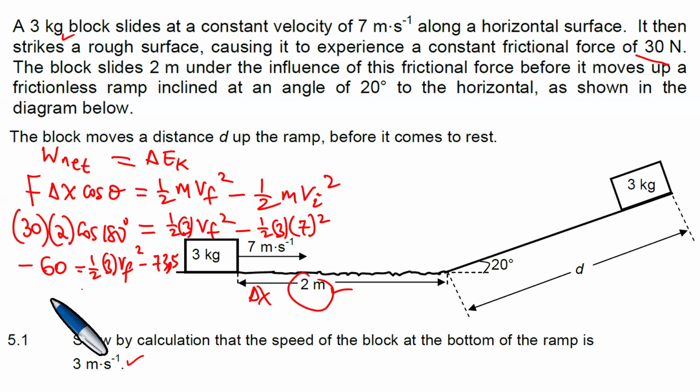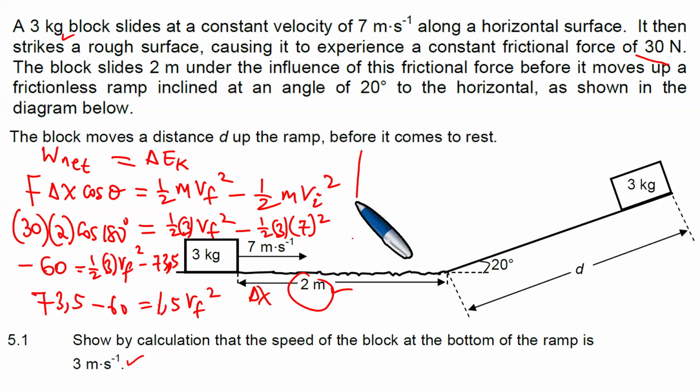Now you take this one, you move to the other side, and you have 3 times 1/2. You would have the 73.5 minus 60. Half times 3 is 1.5 VF squared. Now we continue. What is 73.5 minus 60? It's 13.5, which is 1.5 VF squared.